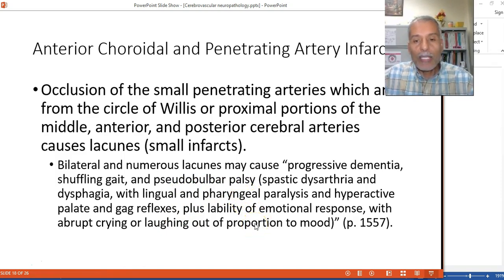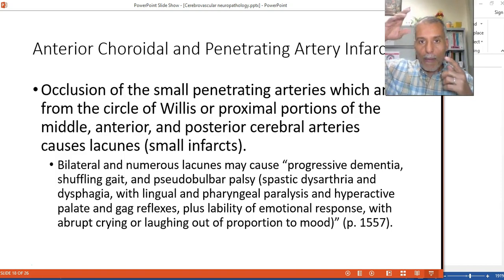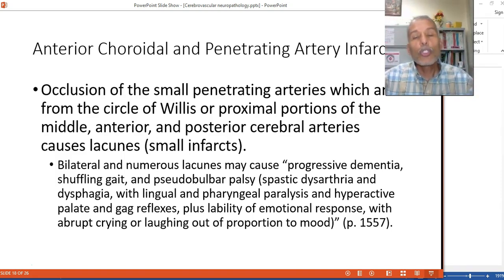And that is basically because of the pathway that goes from the cerebral cortex to the brain stem. That pathway used to be called the pseudobulbar tract, and it has a new name now.